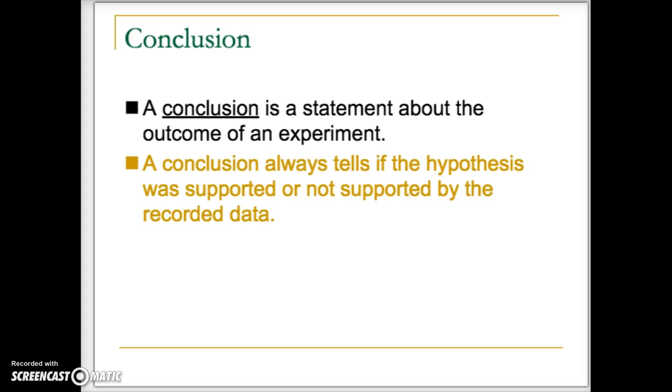So say the plant grew 2 inches at the window, and his hypothesis was it would grow 5 inches. The plant grew, but it did not grow as much as he predicted. So that's when you tell in your conclusion about your hypothesis, if it was supported or not supported.